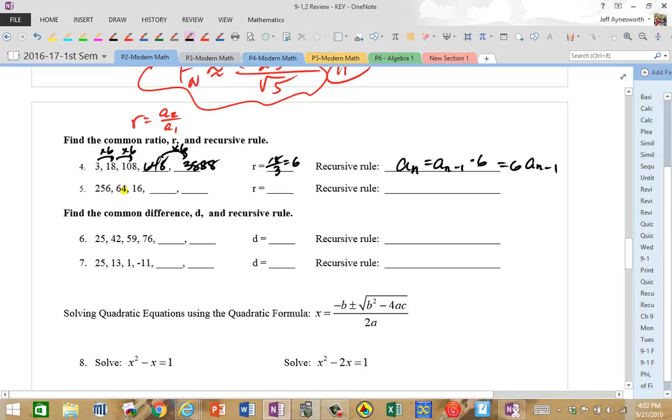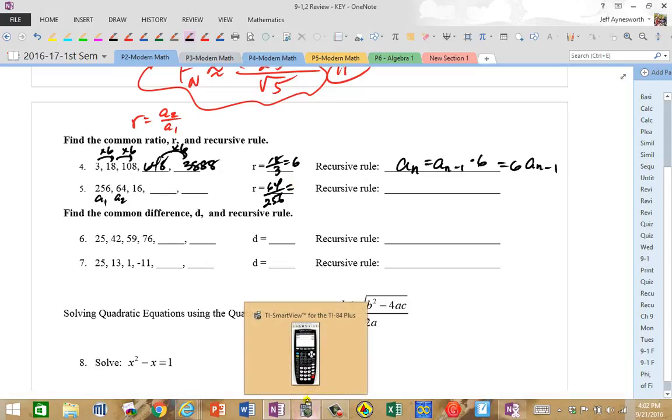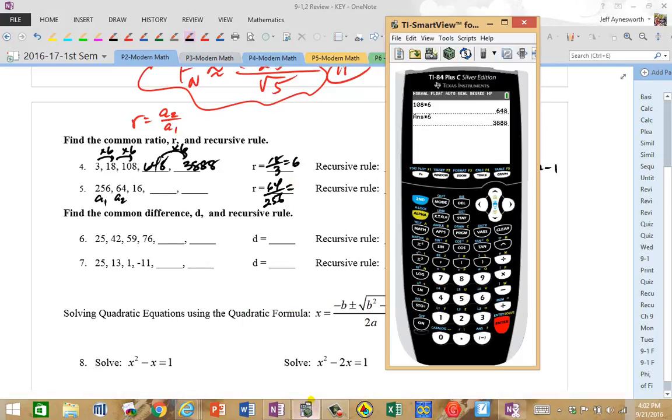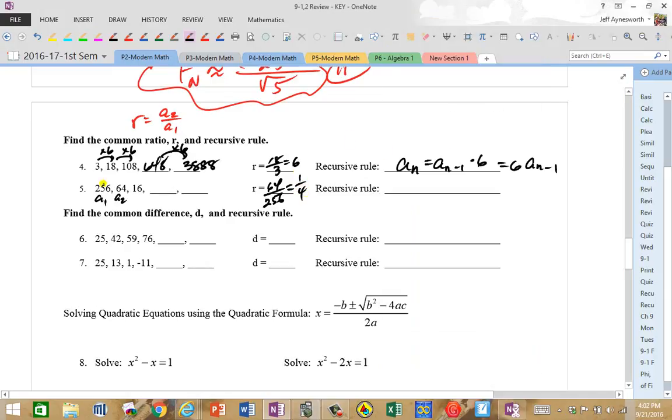Okay, on this one here, the recursive r is, again, a sub 2 divided by a sub 1. So 64 divided by 256. If you don't know what that is simplified, you divide both of them by 64. 256 divided by 64, that's 4, right? So we know this is 1/4. You multiply it by 1/4. A fourth of 64 is 16. 16 times 1/4 is 4.